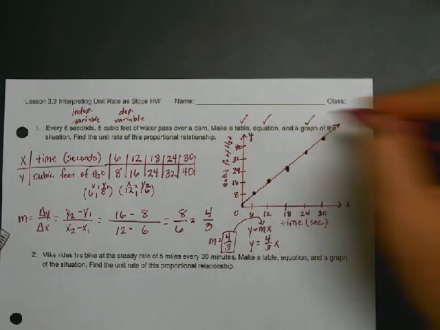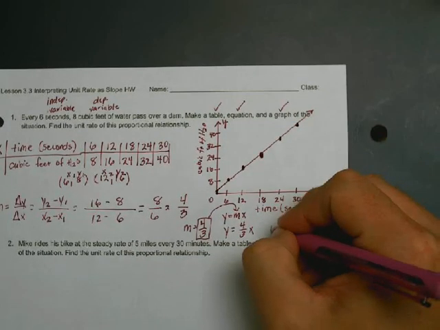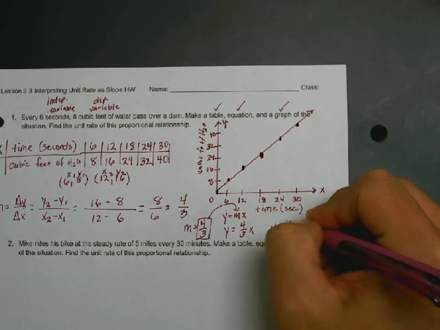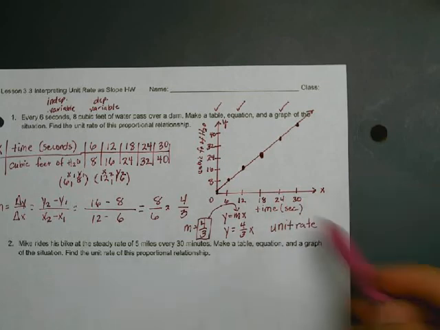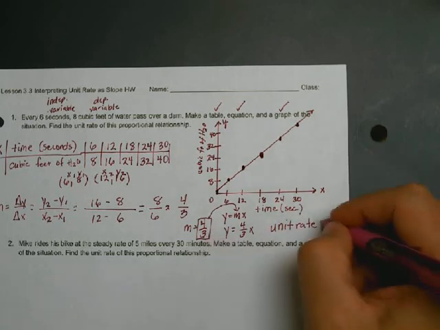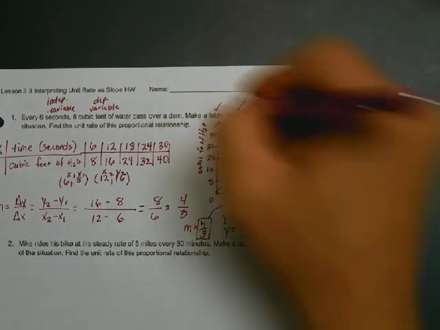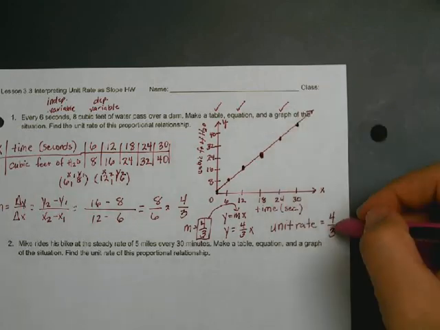Now it says find the unit rate. Well, the main goal of this lesson was for you to know that unit rate is the same thing as slope. So unit rate is 4/3, which is the same thing as your slope. So you've done your 4 things: table, equation, graph, unit rate.